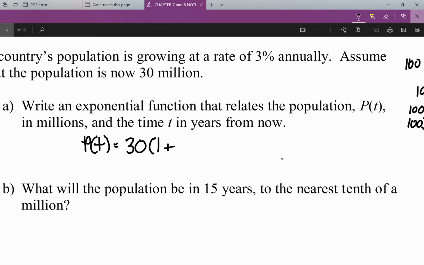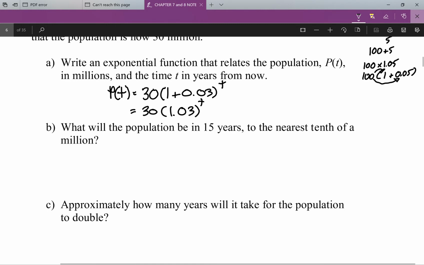Then 3% is given as 0.03. So the 1 maintains the original value, and the 0.03 is what I'm adding to it. We also see that it's annually, so that means that's going to happen every year. That means that I can just keep my time as being t. So what we get right here is we get p at t equals 30, 1.03 all to the power t.